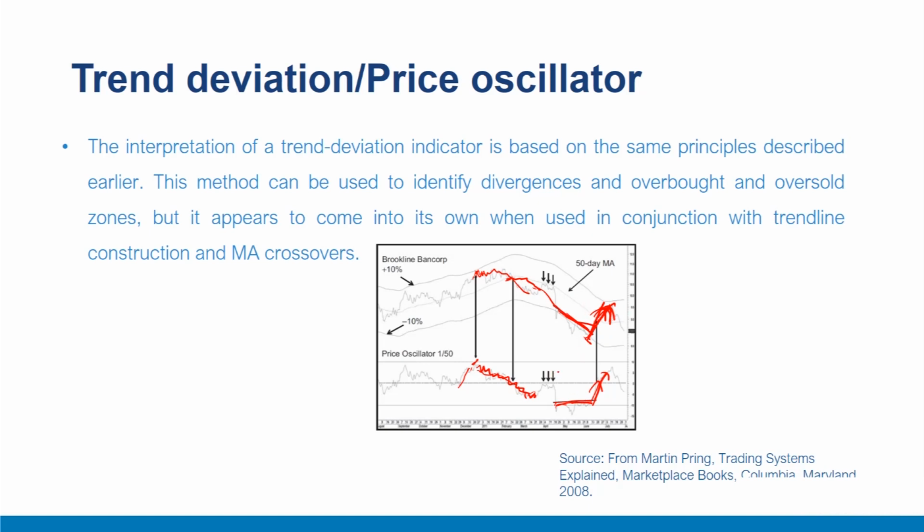Basically momentum or trend deviation or price oscillator is giving us some leading signals, which when confirmed by moving average crossovers, trend line violations, is further confirmed by the price action itself.